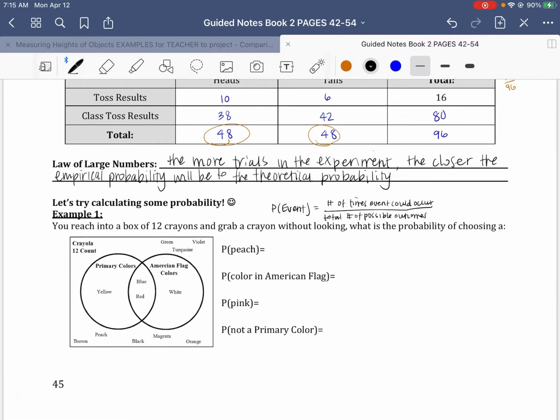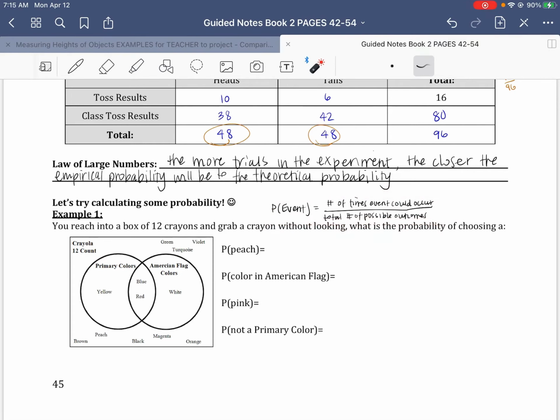Okay, so in the last video we talked about what is probability, right? The value or likelihood that something is going to occur. It always ranges from 0 to 1. So let's go ahead and see if we can calculate some probabilities. Remember, there's two different kinds. One is experimental, one is theoretical. The theoretical probability here is the number of times the event could occur over the total number of possible outcomes.